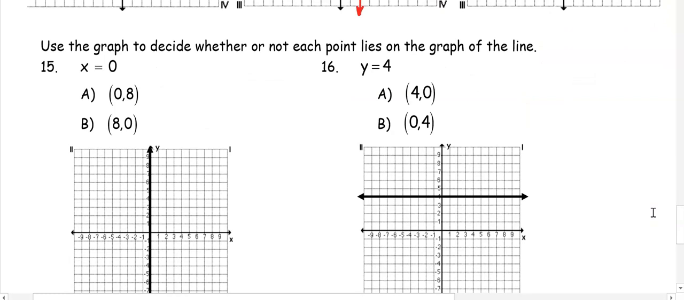Using the graph, decide which point lies on the graph. If we have x equals 0, in order to lie on that line, you would have to have an x coordinate of 0. So this one does lie on the line because it's got an x coordinate of 0, just like this is x equals 0, but B would not. In number 16, we have y equals 4, so this has a y coordinate of 0, so this is a no. But in the next one, the y equals 4, this is a coordinate of 4, so this is yes.